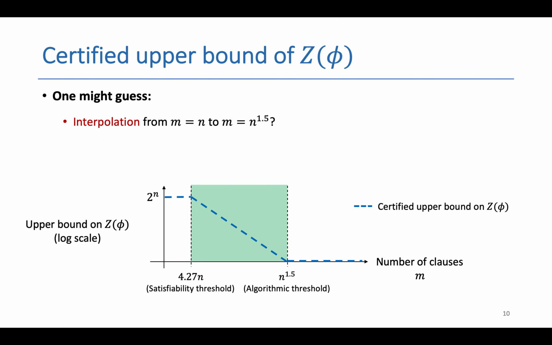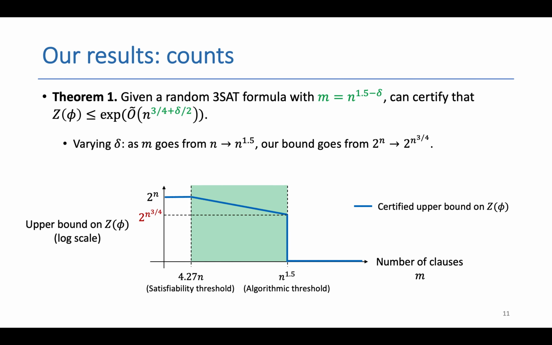Another possible universe might be one where the bound that you can certify when the clause density is roughly constant, or in particular when you have roughly the same number of clauses and variables, you certify an exponential bound, and as you increase the number of clauses, you smoothly interpolate between exponential and 0 in some particular way. But actually, a theorem shows that neither of these two intuitive universes is what actually happens.